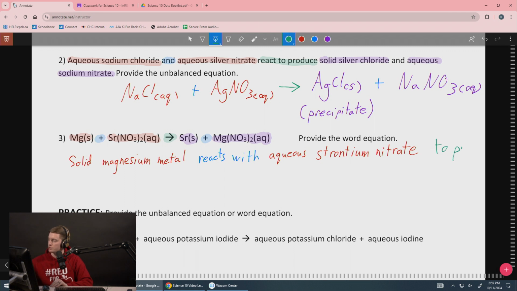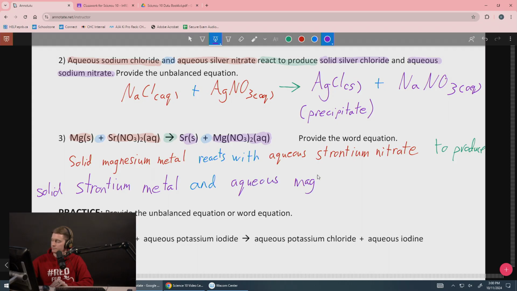To produce, switching colors to green, because that's going to indicate our change from the reactants in red to our products in purple. Solid magnesium metal reacts with aqueous strontium nitrate to produce. Our first product is strontium metal. We can put our state, solid strontium metal. And aqueous magnesium nitrate.